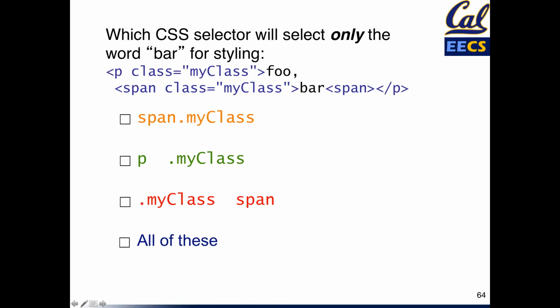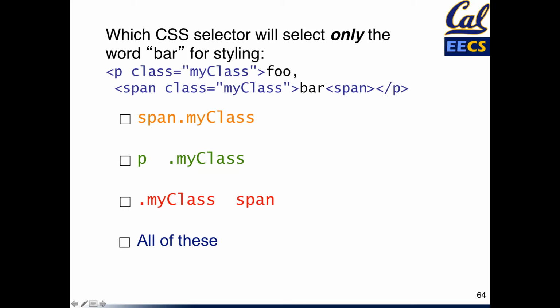What about the second one? This is an example of descendant navigation. We're saying we want to match an element that has the class myClass, but only if that element is nested inside of a P element. So again, here's an element that matches class myClass. It's nested inside of a P element. The fact that the P element also happens to have class myClass is irrelevant in this case. So the second one also works because it does not select the outer element. It selects the innermost one that matches the whole rule.